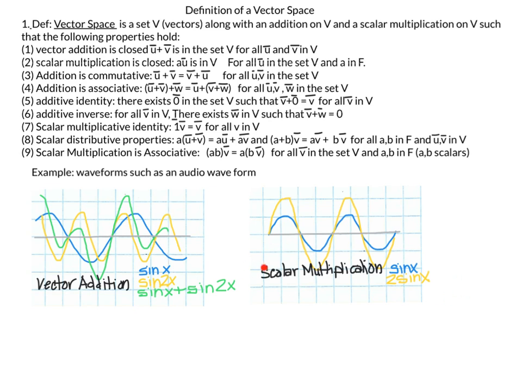Next, we need to define our scalar multiplication. A scalar times our wave essentially takes the height of our wave and at each point multiplies it times the scalar. For example, here we have in blue the sine wave. When we multiply 2 times sine x, we go through each point on the sine wave and double its height. Here, the sine wave's at 0, so when we double it, we still get 0.